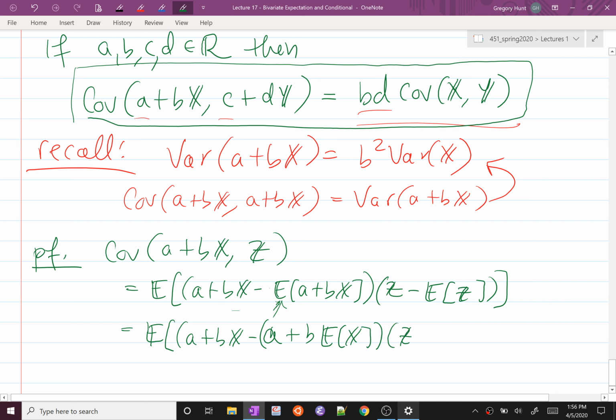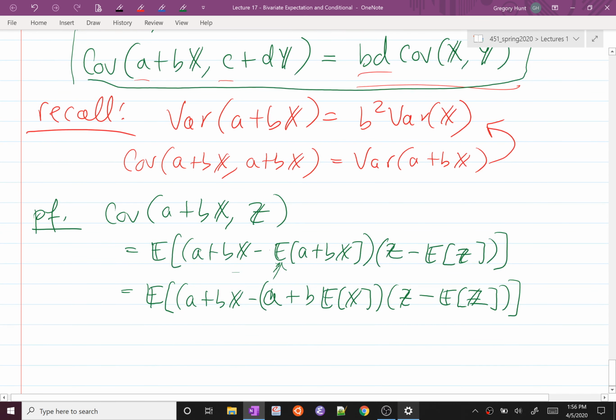And then we're still left with Z minus expected value of Z. Okay. And so our A's will cancel, and we will get expected value of B times X minus EX. So again, just some algebra. So these proofs are really nice because they're just some algebra.